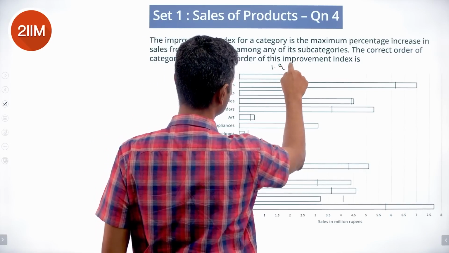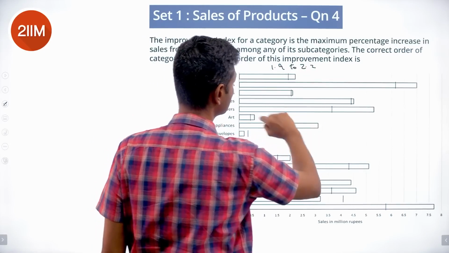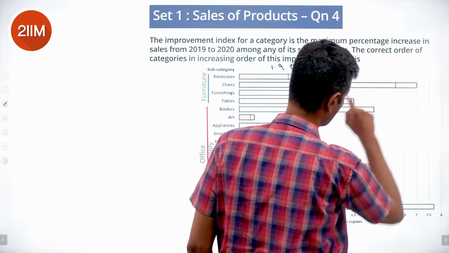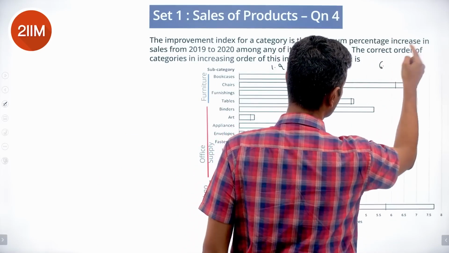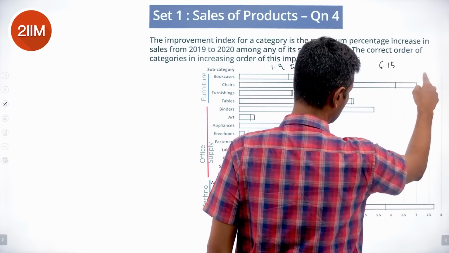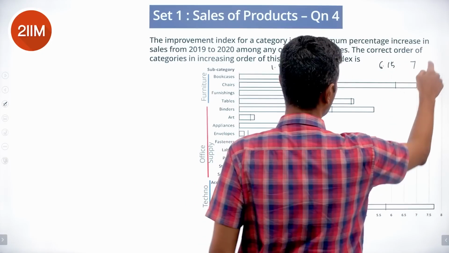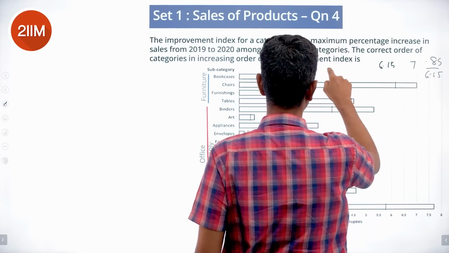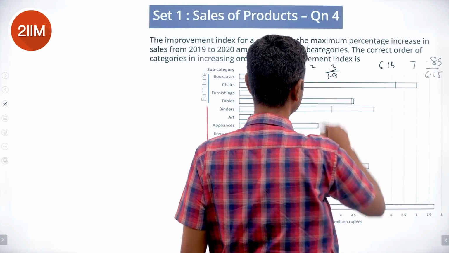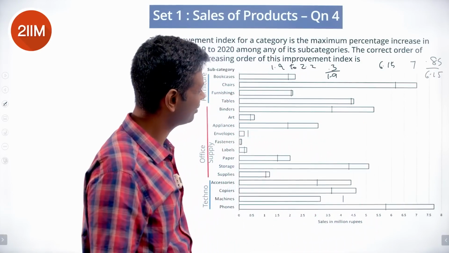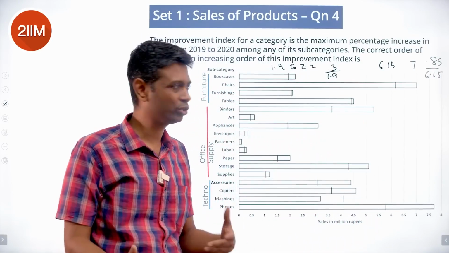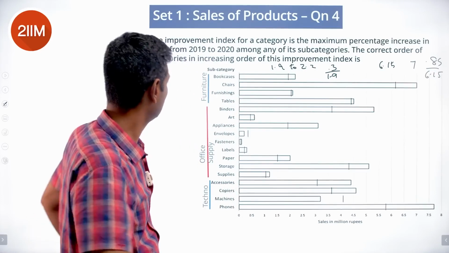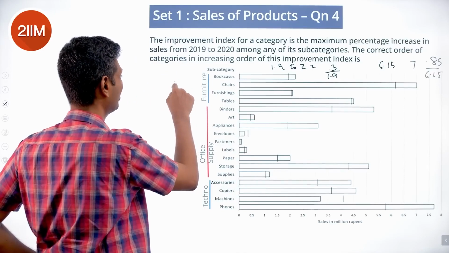2.2, this number is 6.15 to 7. So 0.85 by 6.15 or 0.3 by 1.9. 3 by 19 or 0.85 by 6.15, both the ballpark of maybe 15%. So furniture around 15%.